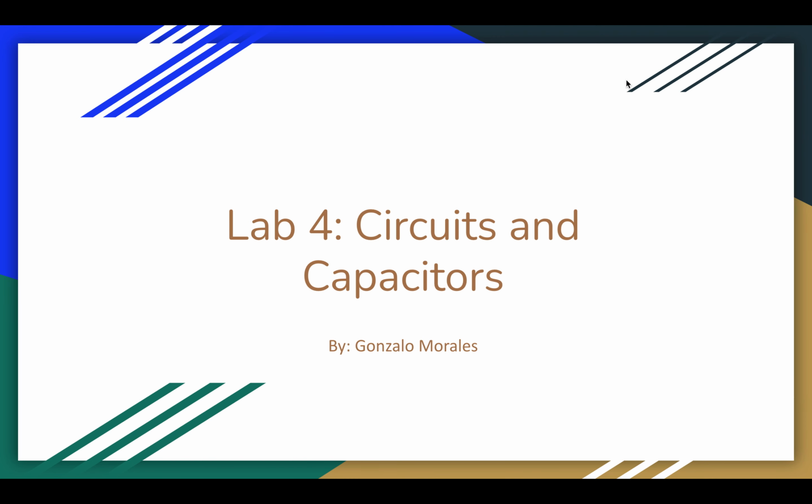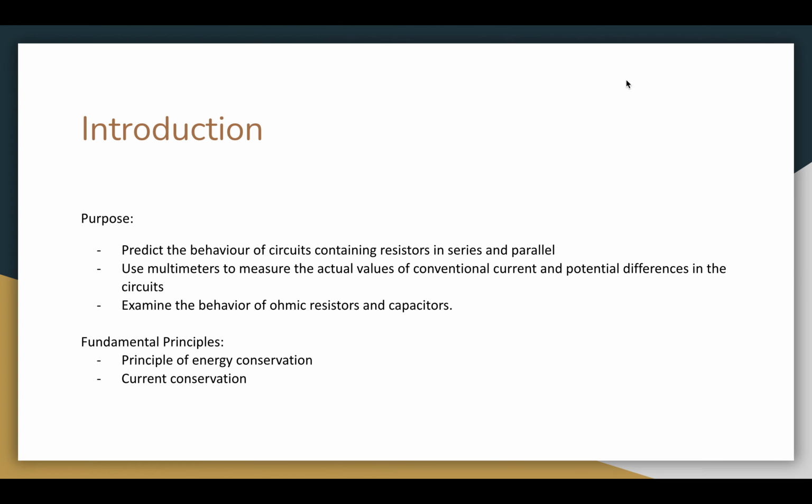Gonzalo Morales, and this is my Physics 2212 Lab 4 report, Circuits and Capacitors. The purpose of this lab is to predict the behavior of circuits containing resistors in series and parallel, use multimeters to measure the actual values of conventional current and potential differences in the circuits, and examine the behavior of ohmic resistors and capacitors.